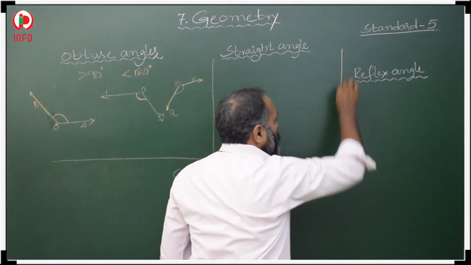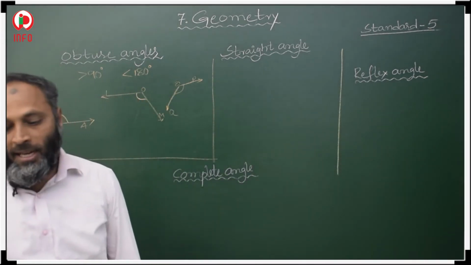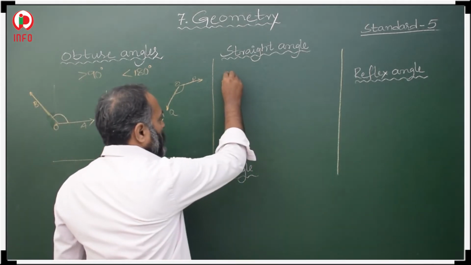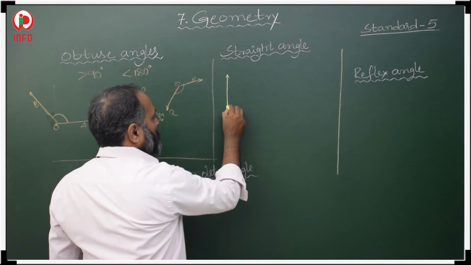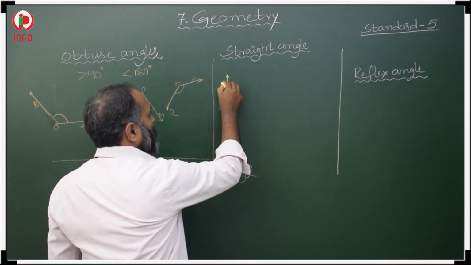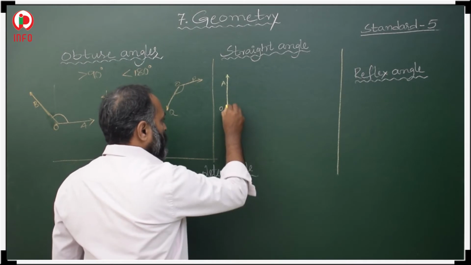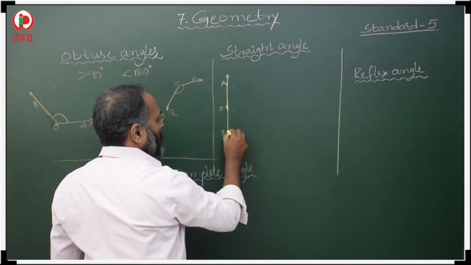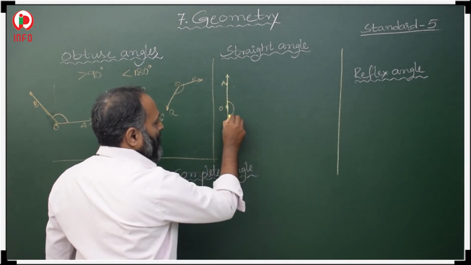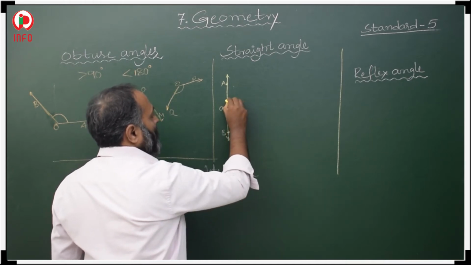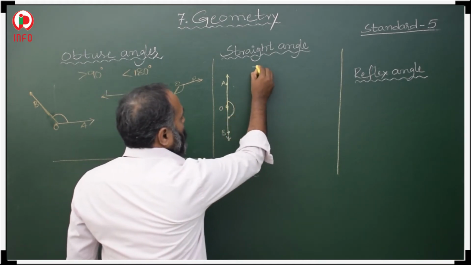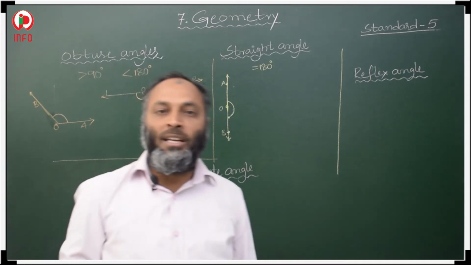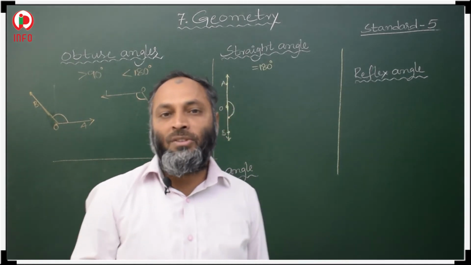Straight angle. Straight angle means the angle between the two rays is 180 degrees. Straight means it is completely straight like this. This is one ray. Suppose this is O, this is A. Another ray like this. This is ray OA, this is ray OB. This is completely straight. This angle is a straight angle. A straight angle is always equal to 180 degrees. If the angle between the two rays is 180 degrees, then the angle is called a straight angle.